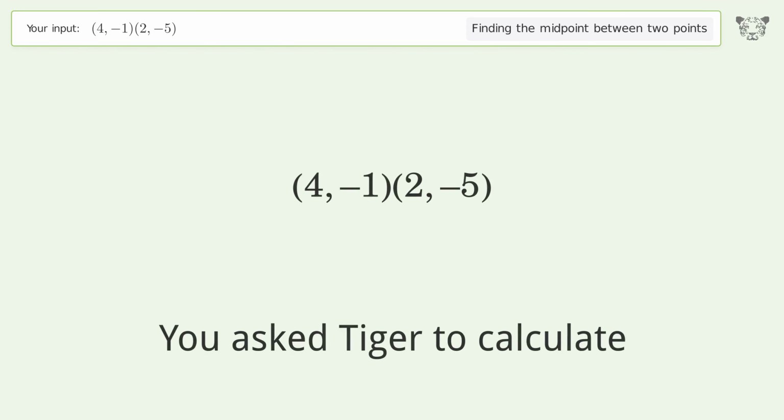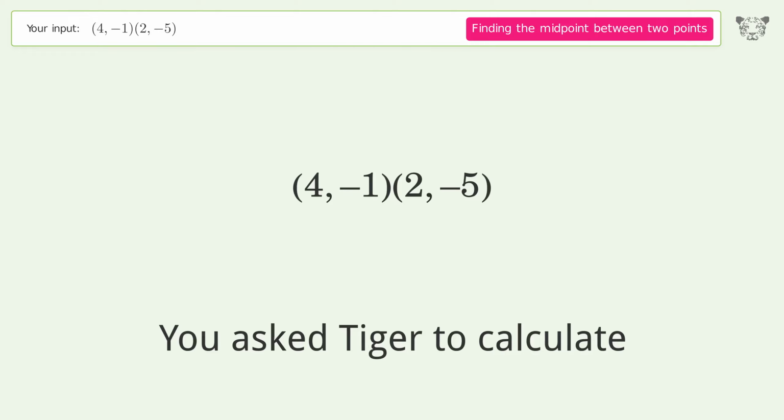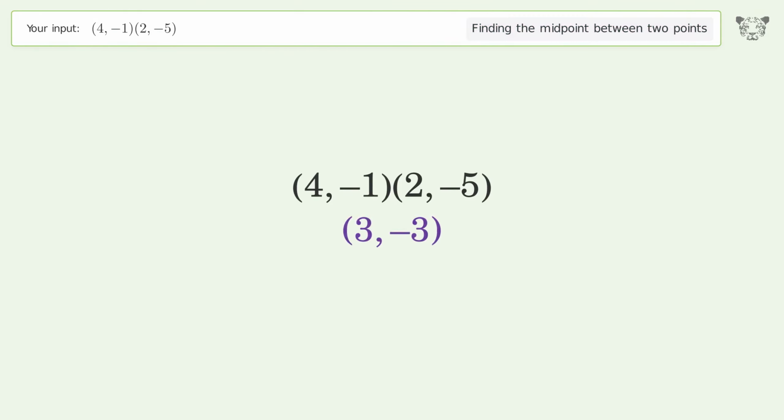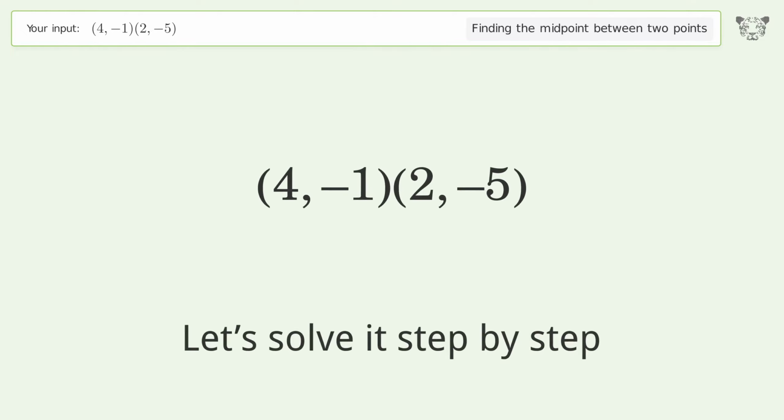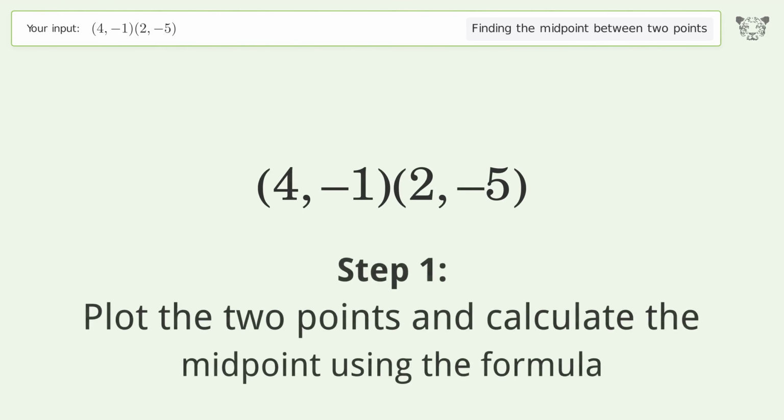You ask Tiger to calculate. This deals with finding the midpoint between 2 points. The midpoint between the 2 points is 3, -3. Let's solve it step by step. Plot the 2 points and calculate the midpoint using the formula.